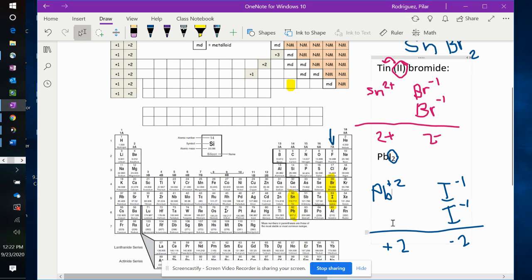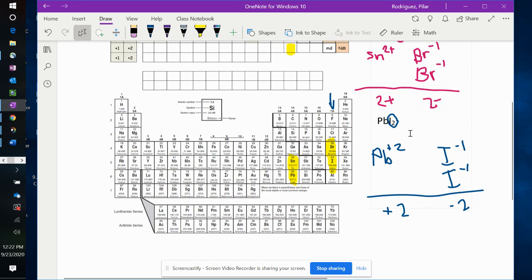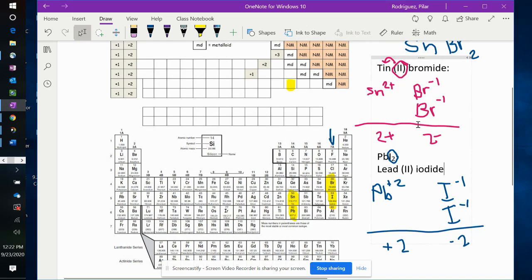So how do I write that? Easy peasy. I just gotta go right here and say lead, charge of 2, which is what we found, iodide. And that is how you solve when you are given a name and then when you are given the actual formula.